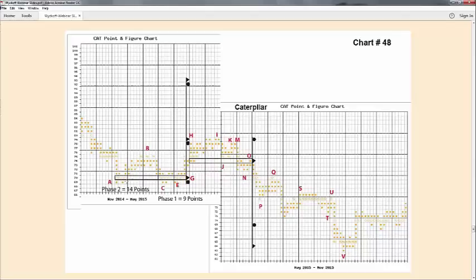The phase, each phase is its own individual count, and they are separated by something noticeable like this wide gap between the two phases. When I take a count on a point and figure chart, I look for the lowest objectives first. Then I take a look and see how the stock is behaving as it reaches that initial objective, and that helps me determine if I want to close out or maintain my position.